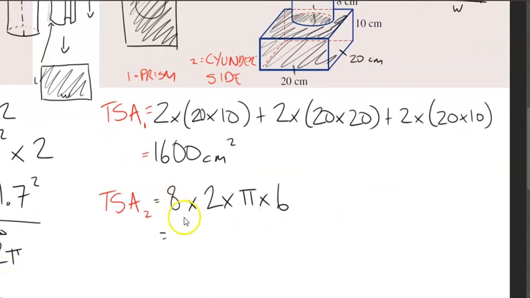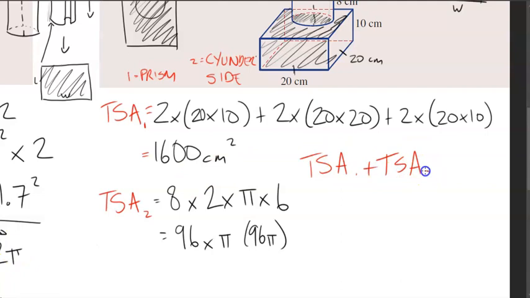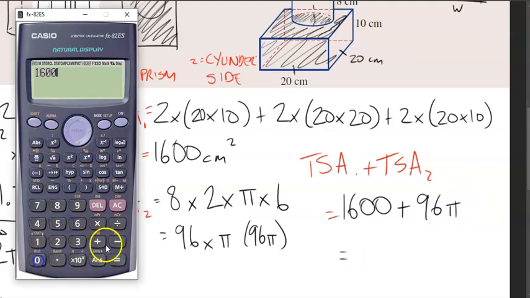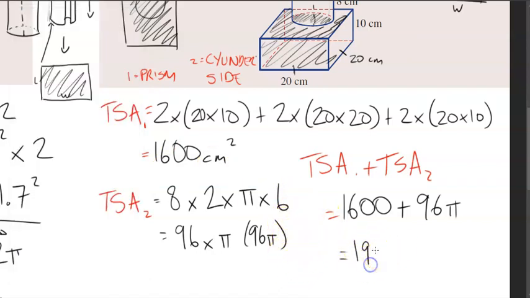When we put that into our calculator, we can actually do a little bit of tidying up. 8 times 2 times 6 ends up being 96 times pi, because we know 8 times 2 times 6 is 96. I'm just going to leave it as 96 pi. We've got total surface area of one and the total surface area of the other one. To get the full total surface area, we're just going to get total surface area 1 and add it to total surface area 2, or in other words, 1,600 plus 96 pi. We will put this into the calculator to 1 decimal place, and we get 1901.6 square centimeters.